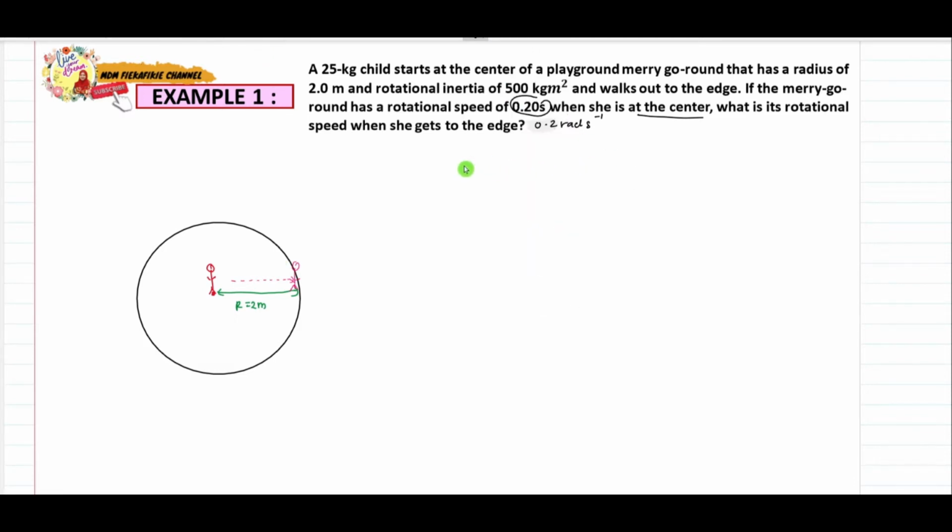Okay, conservation of angular momentum, initial is equal to final. So I initial omega initial is equal to I final omega final. So now we want to calculate omega final. We can straightly substitute in this equation. Okay, so now look at here. I initial is 500, so it's given.